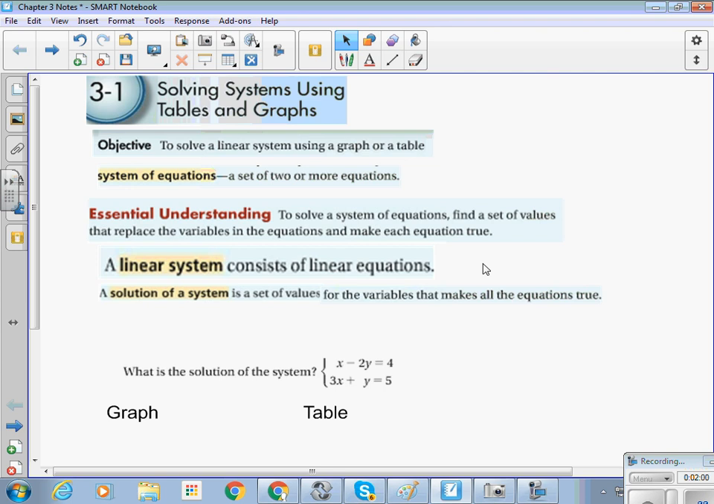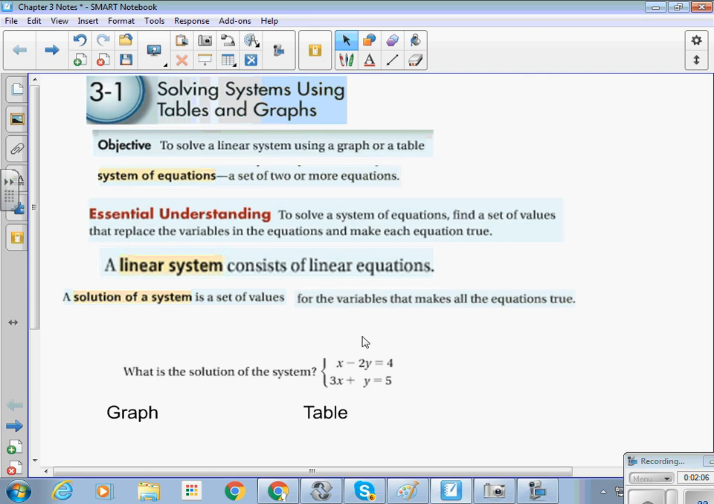A solution of a system is a set of values for the variables that makes all the equations true. Similar to linear system, except it's the solution to it.